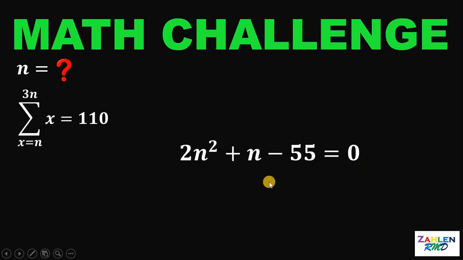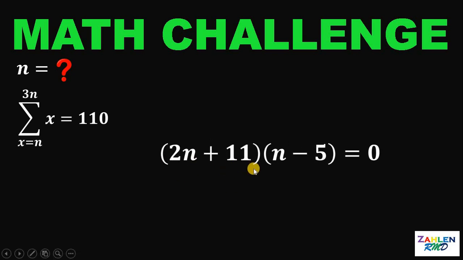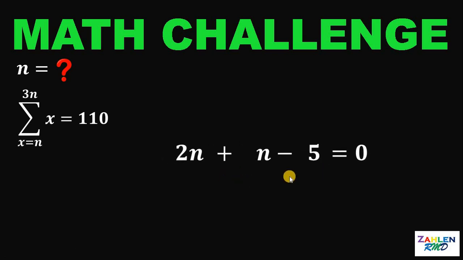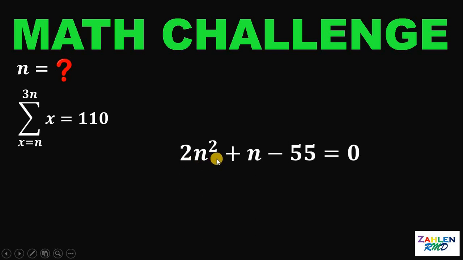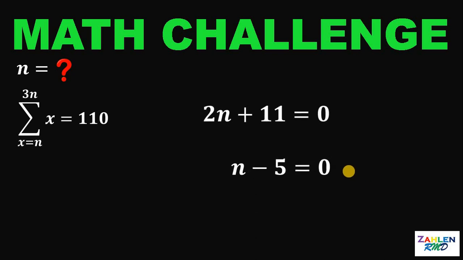This trinomial is factorable. In fact, if we factor this trinomial, we get 2n plus 11 multiplied by n minus 5. Now take note that if we multiply these two factors, we get the original expression 2n squared plus n minus 55. Now let's go back to its factored form. Now since it is equal to 0, it follows that at least one of them must be equal to 0. So we can say that 2n plus 11 equals to 0, or n minus 5 must be 0.